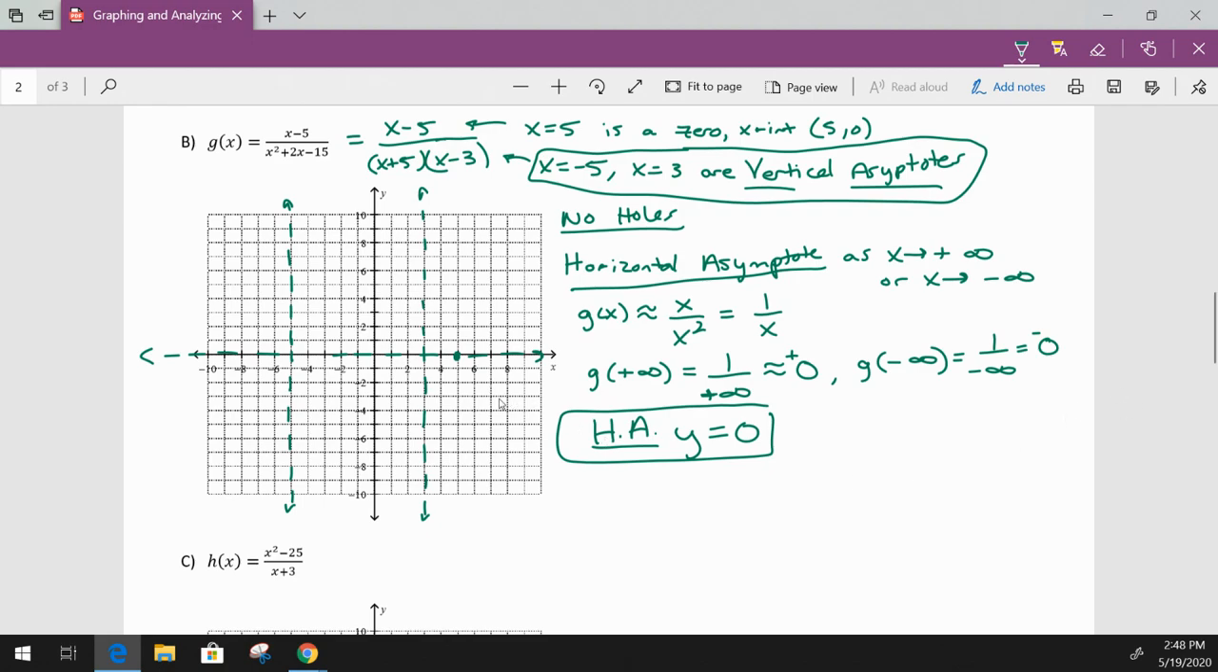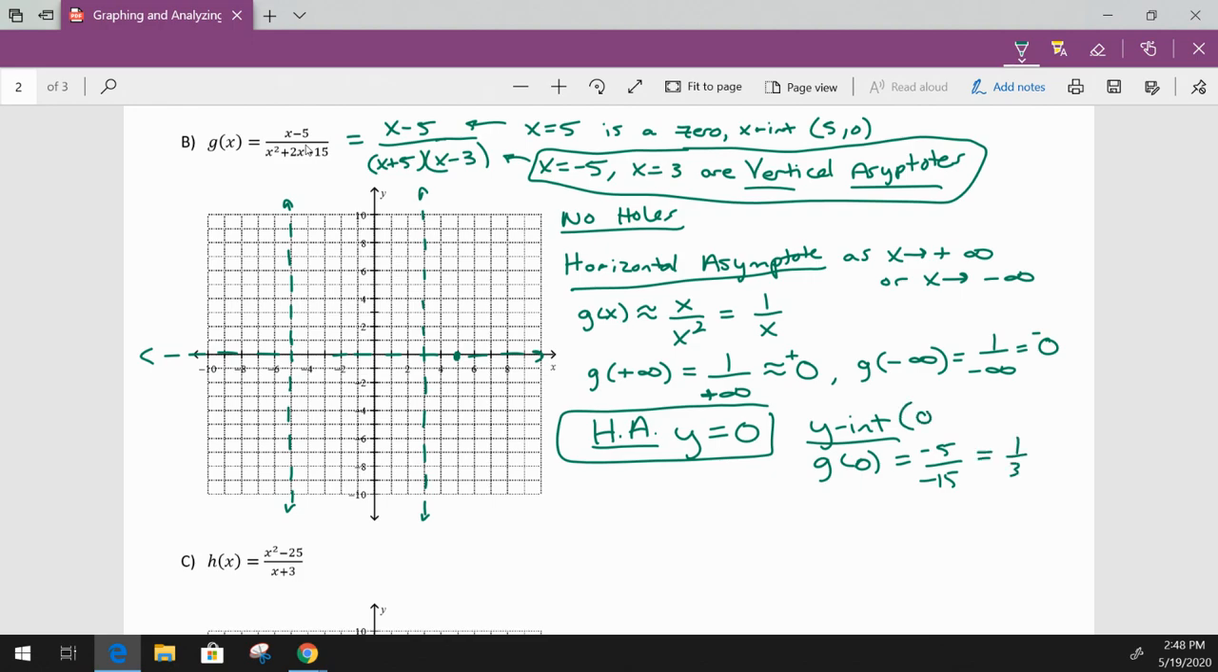All right, so what else do we have to do here? We kind of need some more points here. The y-intercept. Forgot about that. So the y-intercept, if I look back at my original equation, I put 0 in for all the terms that have x. So g of 0 would basically boil down to -5 over -15, which would reduce to 1/3.